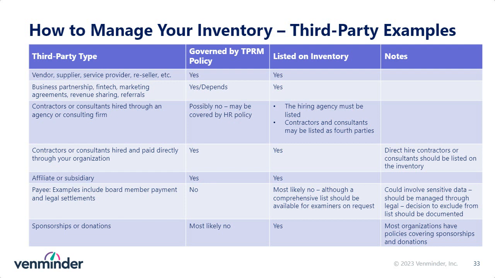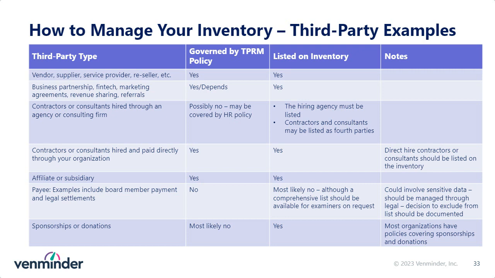Now, payees. This is a really interesting one. It is most likely not going to be governed by your third-party risk management policy. There's all kinds of reasons for that. A payee is basically a payment we're making. So that could be a payment to a board member, or it could be a litigation settlement payment. And we have to be really thoughtful about whether or not we're actually going to list these on the inventory.